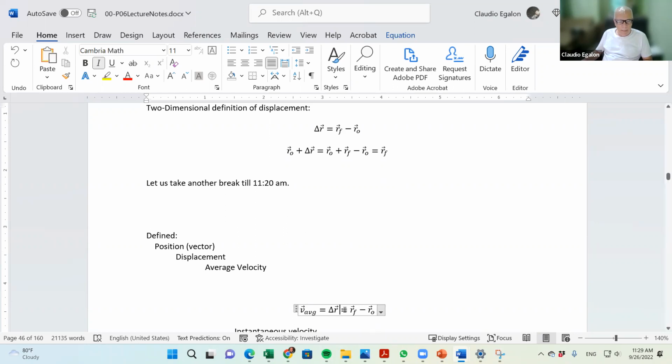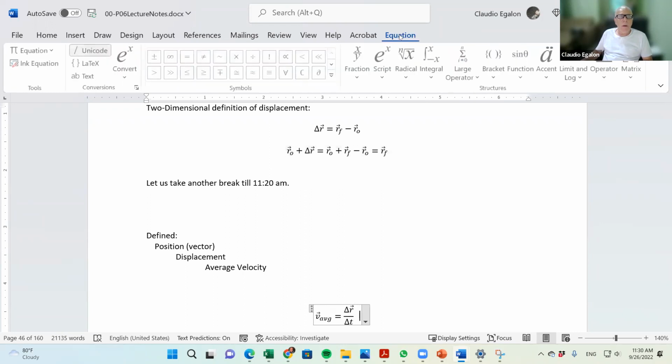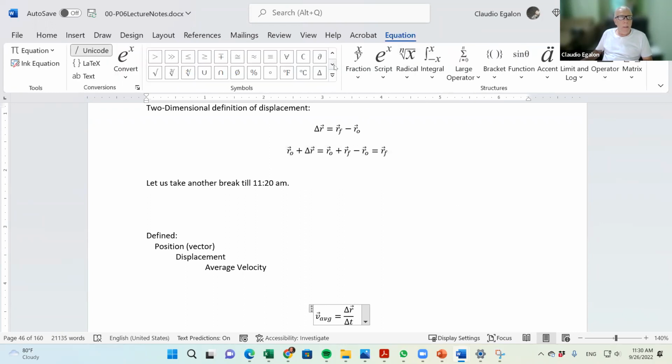Equal to what? Delta R divided by the scalar delta T, right? Because it's one vector divided by a scalar, this implies that the average velocity vector is parallel. You know the symbol of parallel?